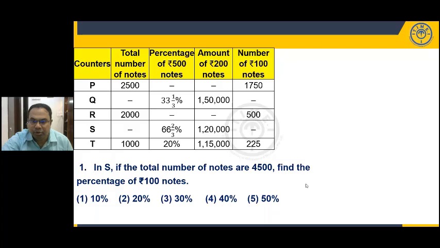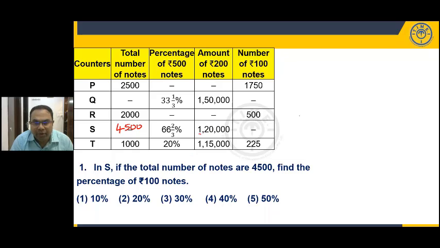Right? So quite a few answers. 20% is the correct answer. Ma, so S is the total number of notes. If the total number of notes is 4,500, let me write. Total number of notes is 4,500. Find the percentage of 100 rupee notes. There are two ways in which you can solve the question. Those who attempted also, just focus here. We'll discuss. Find the percentage of 100 rupee notes.